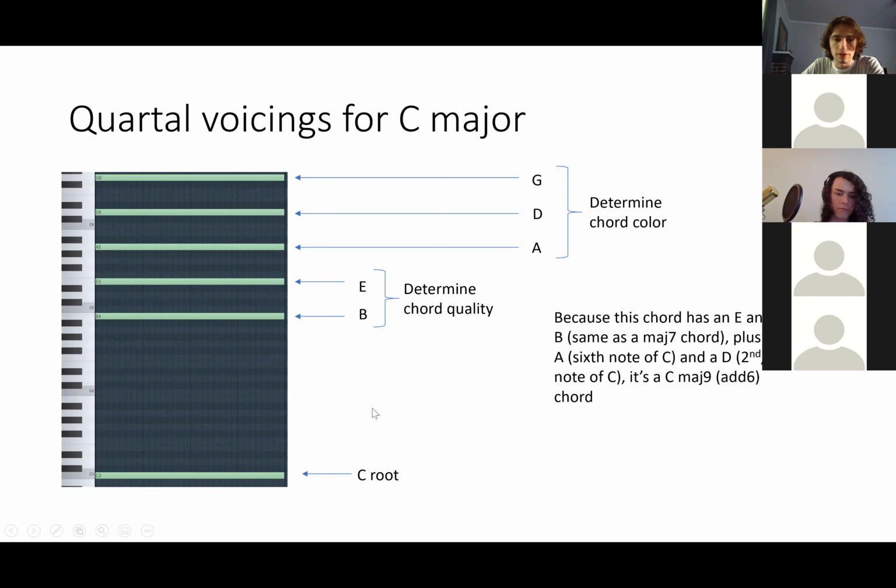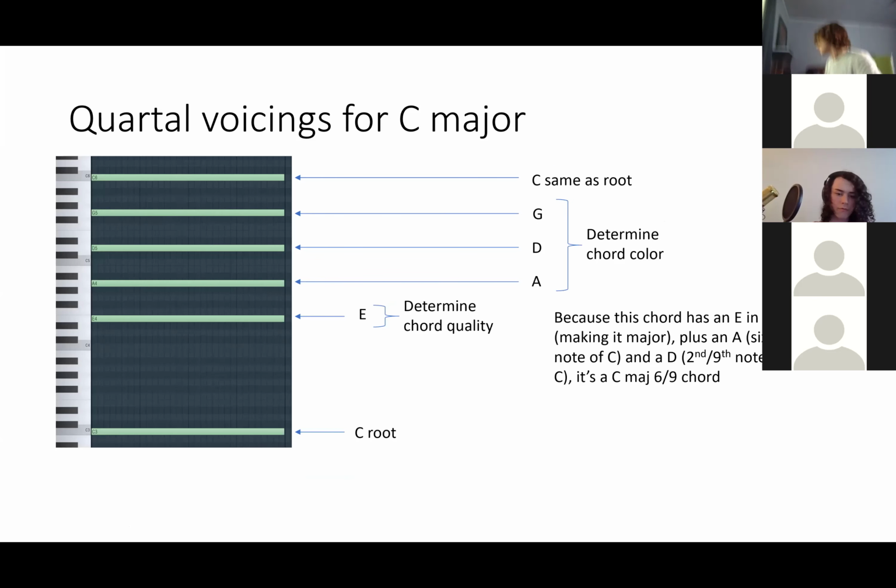The other way you can voice it is starting on C and going down in fourths. This one sounds a little closer to a major 6 chord because it doesn't have a B in it, it has an A in it. Whereas the other one sounds closer to a major 9 because it has E, it has B, it has D, and it also has A.